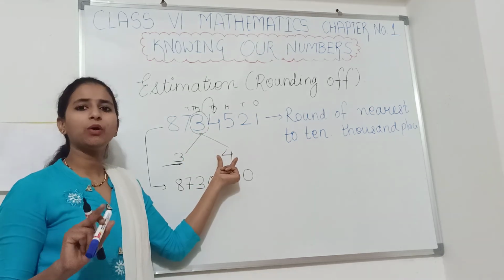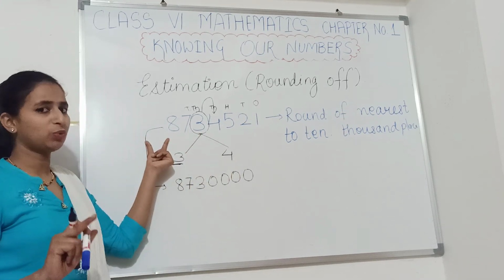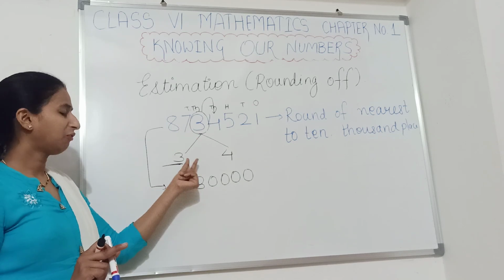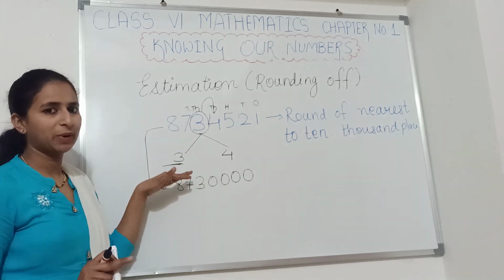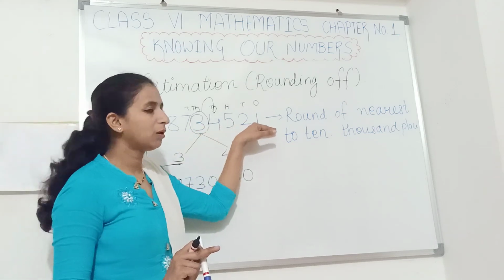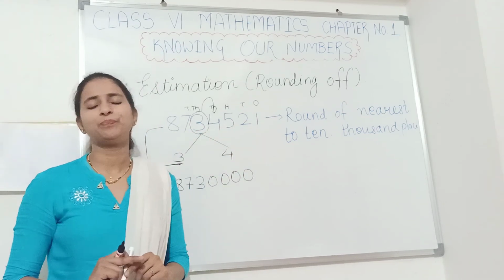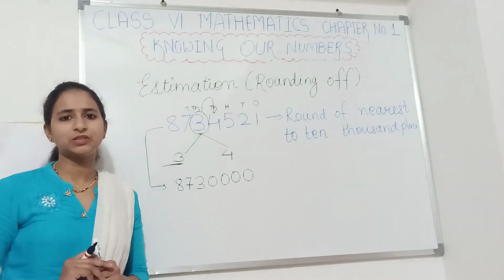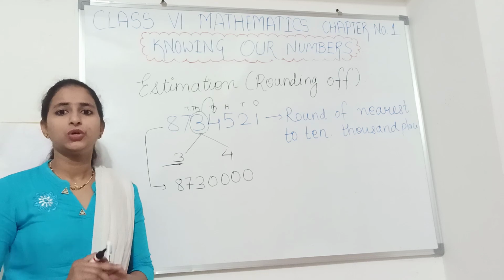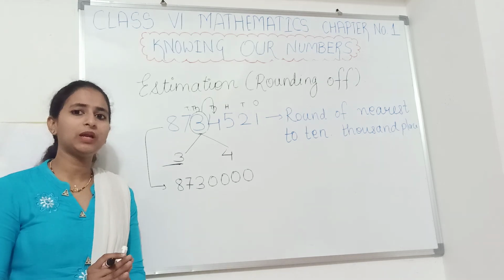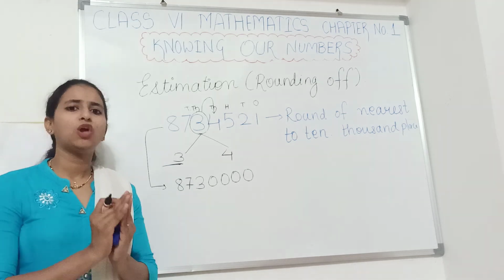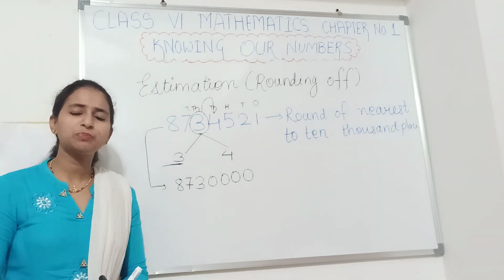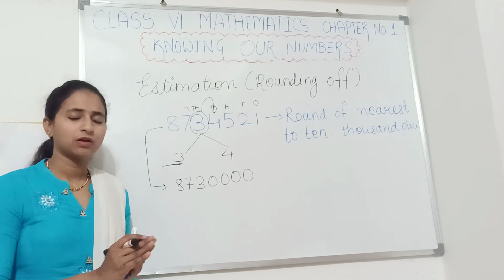And while writing, how are we going to write? The numbers before that place, we write as they are. That place, if it changes, we change it, or we keep it as it is, and all the remaining numbers will become 0. So this is all about estimation, how to estimate the given numbers. Is it clear, students? Observe the video properly and understand the concept. If you have any doubts, you can freely ask me anytime. I am ready to explain once again. Till then, take care. Bye.